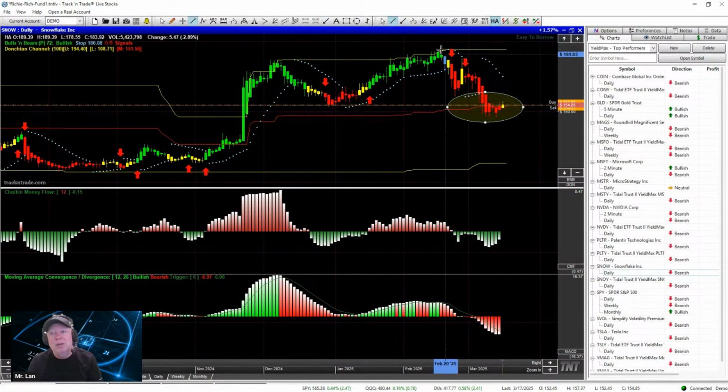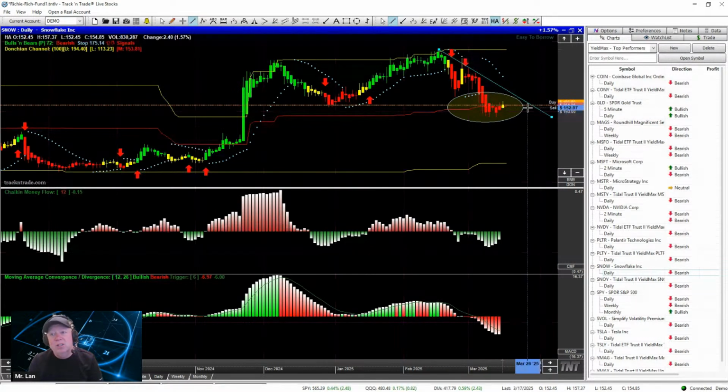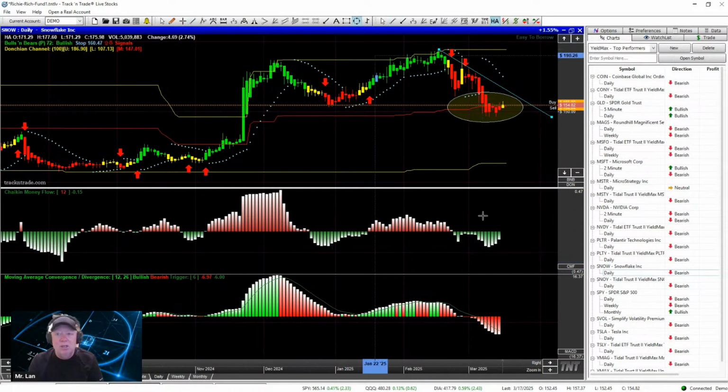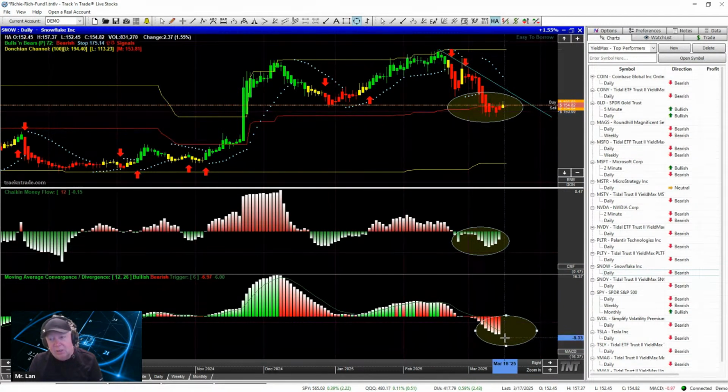The blue light's got to intercept down in here somewhere. It's got to come down. It'll meet it if it keeps going up. But you got the accumulation in here, which is good. You got the MACD hasn't turned green yet, but probably today or tomorrow if that market rallies a little bit.